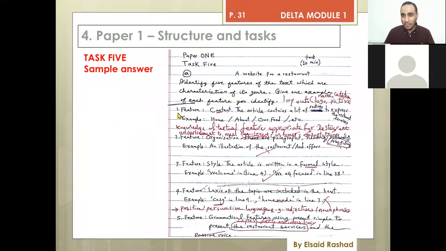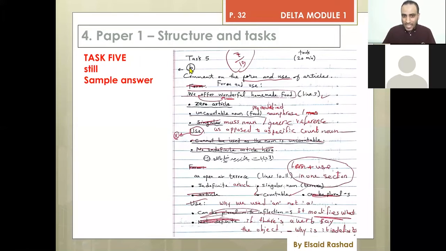First of all, you need to write 5 features about the text. Feature 1, 2, 3, 4, 5. All right? And you need to provide an example for each feature. Then, B, comment on the form and use. Don't do this. Don't comment on the form, then comment on the use. No, don't waste your time. I did this in the mock test, but in the actual test, I didn't do this. Alhamdulillah. So this is what we will do with you in the course. We will give you 2 mock tests before you sit for the actual test. So just write form and use, and then write as many bullet points as you can, like this.